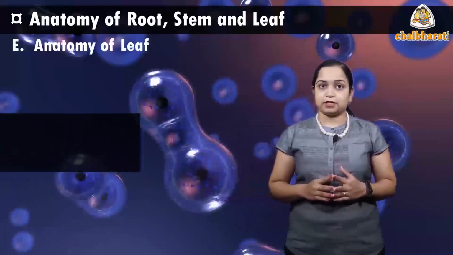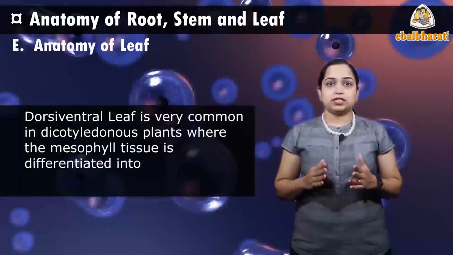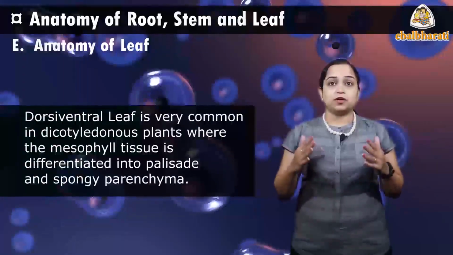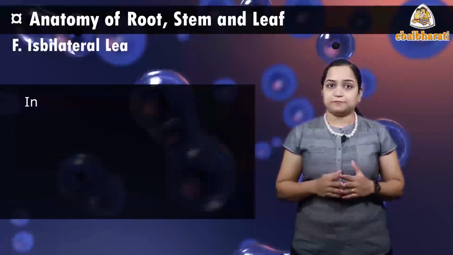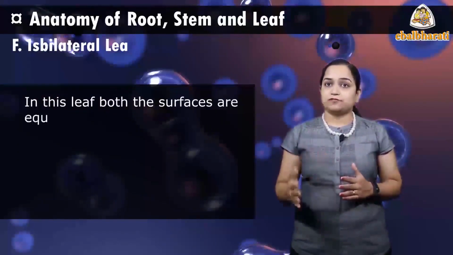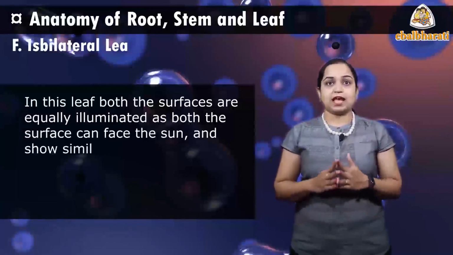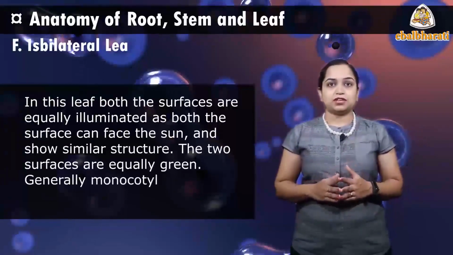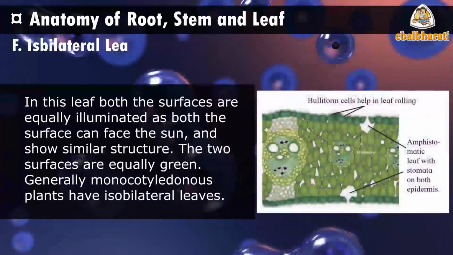Anatomy of leaf. Dorsiventral leaf is very common in dicotyledonous plant where the mesophyll tissue is differentiated into palisade and spongy parenchyma. Isobilateral leaf. In this leaf, both the surfaces are equally illuminated as both the surfaces can face the sun and show similar structure. The two surfaces are equally green. Generally, monocotyledonous plants have isobilateral leaves. Figure 8.18 shows a monocot leaf.